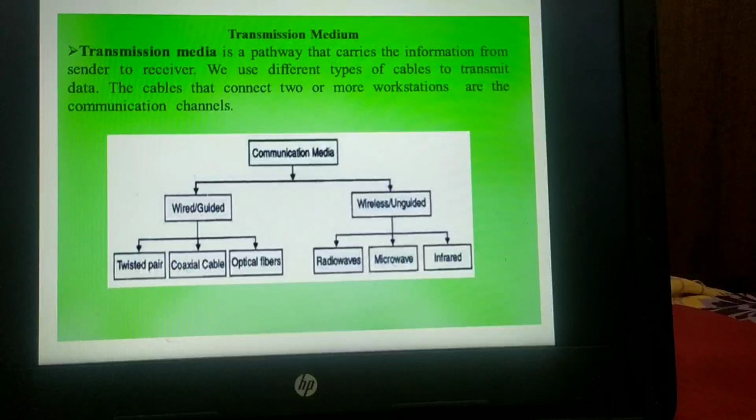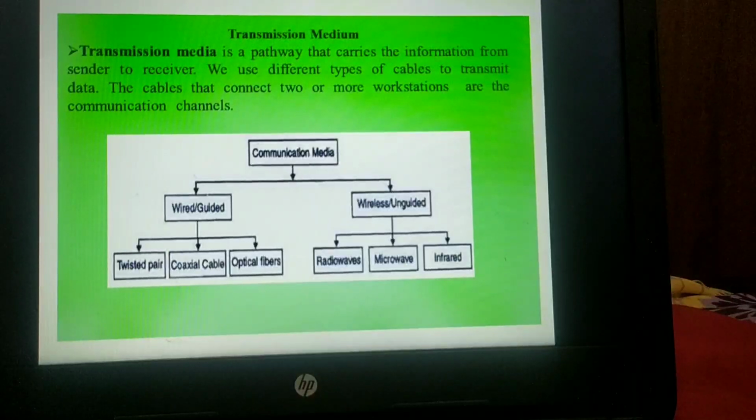Let us see the definition of communication channel. A communication channel or the transmission media is a path or the cable that connects two different workstations or nodes. The link, which we have already seen, is the connecting path between the node and the hub, right? So that path is nothing but the communication channel.